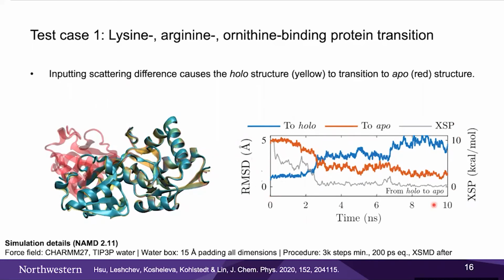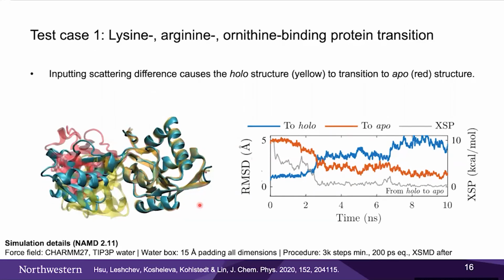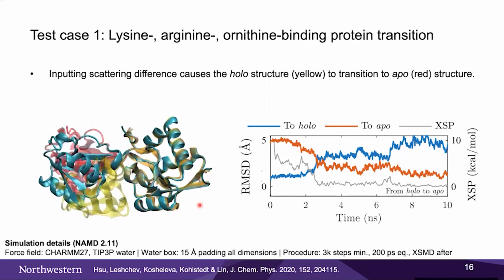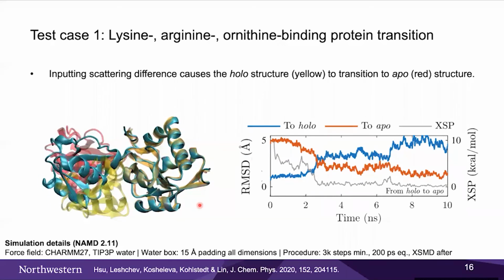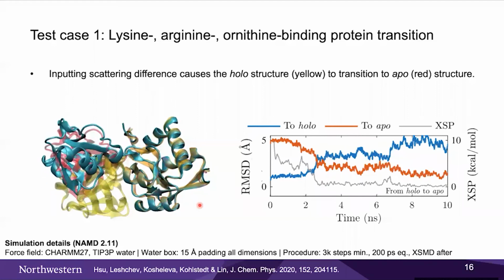as you follow through the trajectory, you see that the root mean square deviation to the holo form is getting higher because we're driving it away from that, and that to the apo form is actually lower. I'm going to do a very risky thing, which is to play a video over a Zoom chat. I hope you can see it. If you cannot, it's basically the cyan, which is the simulation itself, going from the yellow structure to the red structure. I hope it works. Okay, I hope you can see it, but it's basically what's going on here.